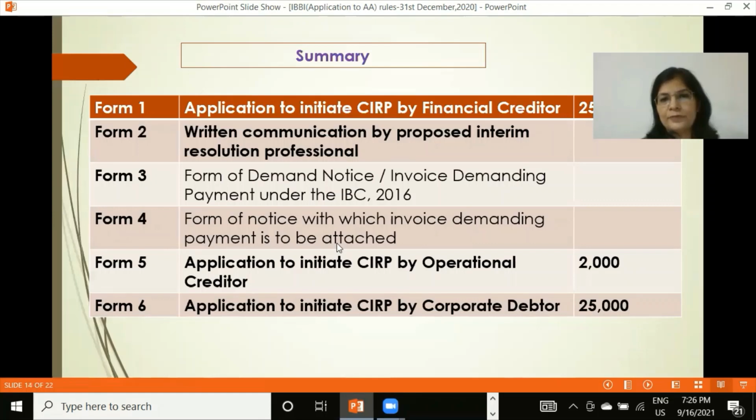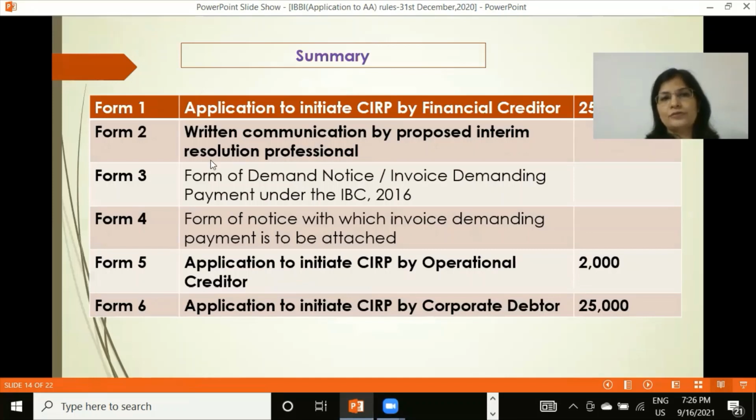Form 5 is for application to initiate CIRP by operational creditor along with the fee of 2,000. Form 6 is application to initiate CIRP by corporate debtor along with the fee of 25,000. Please mark, Form 1 and Form 5 are divided in 5 parts. But Form 6, that is application to initiate CIRP by corporate debtor, is divided only in 3 parts.